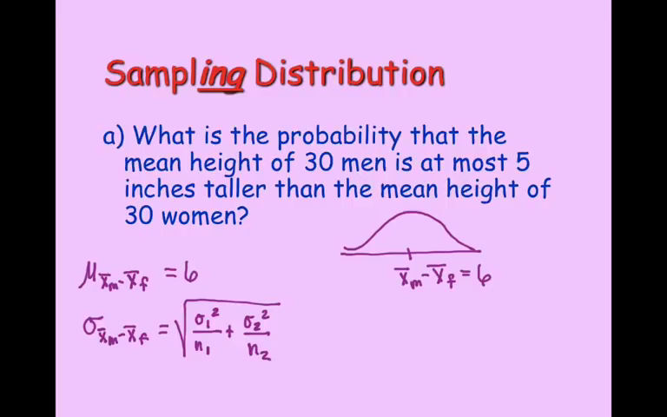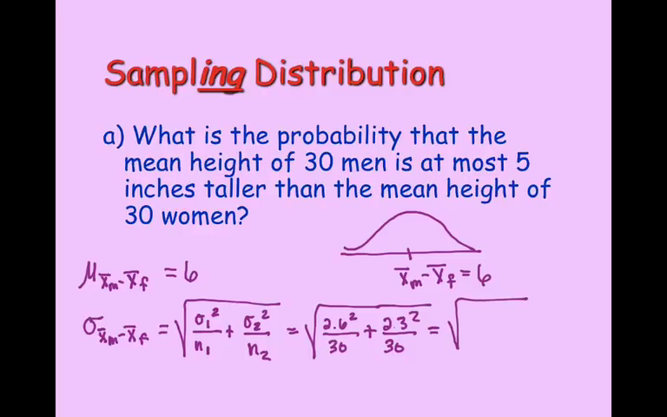So remember, anytime we're dealing with a sampling distribution, we've always got to take into account our sample size. Well, here our sample sizes are the same. So we would simply say that we're looking at the standard deviation squared for the first population over the sample size of 30, the standard deviation squared for the second population over the sample size of 30.